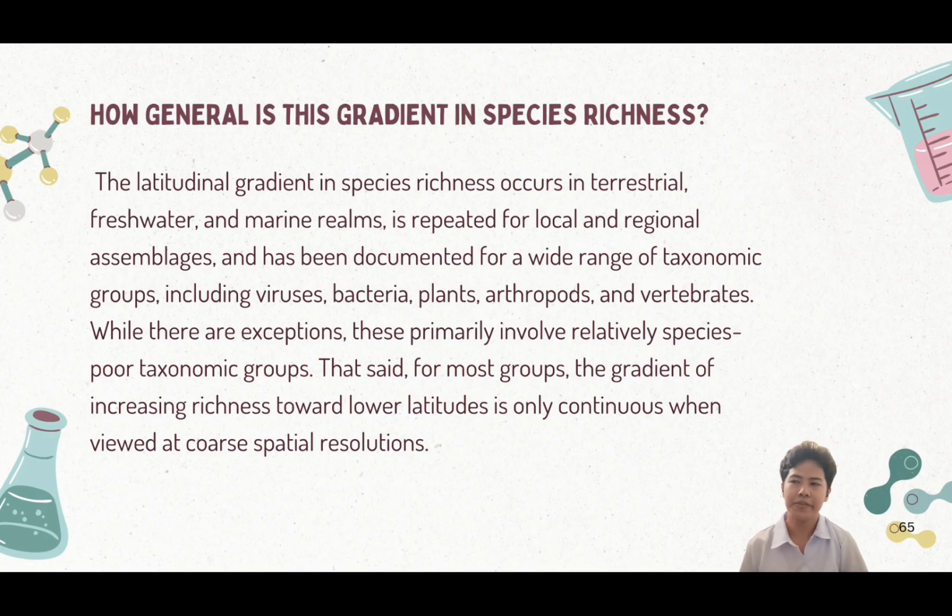Now, the gradient of species richness is the predictable pattern of change in the number of different species as you move from one place to another, such as from the cold poles to the warm tropics. Another example of this is when you look at the species present atop a mountain and the species present in the lower part of the mountain.